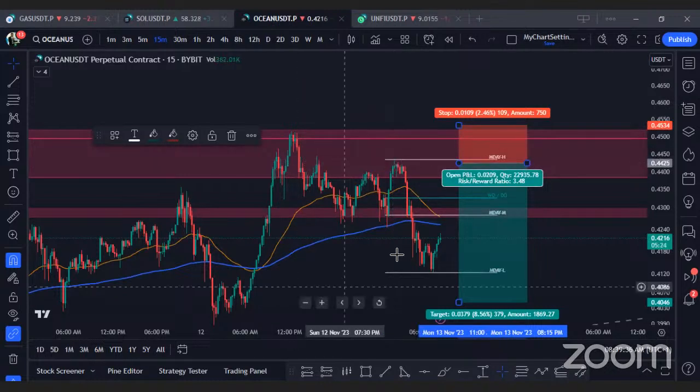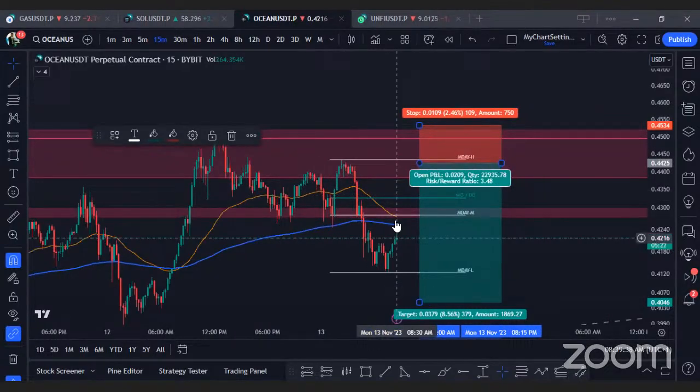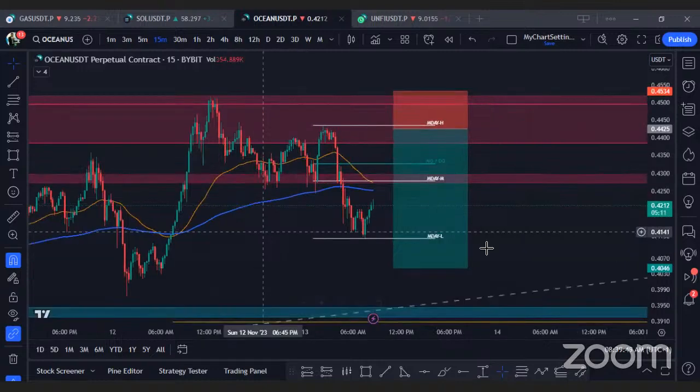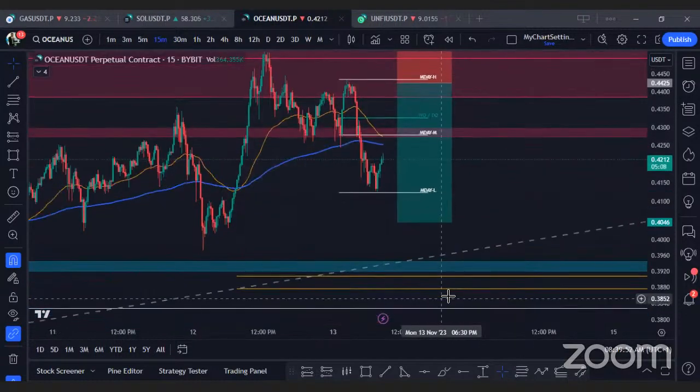But I doubt if this will come up to that level. Maybe we'll come up to this level here and continue that downward movement. But if Ocean does come back to 0.044 or 45, you should be looking for short. That's basically what I'm looking at. And our 382 is down there.